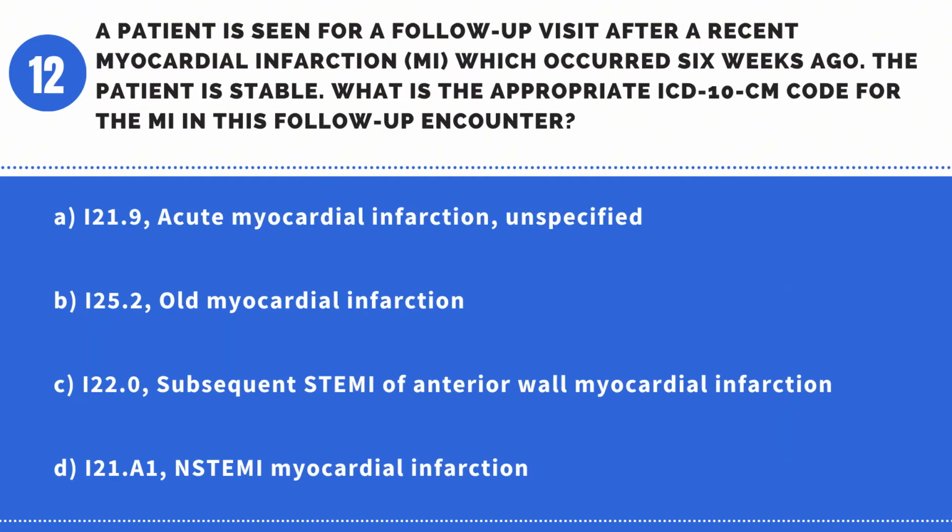Question 12. A patient is seen for a follow-up visit after a recent myocardial infarction, MI, which occurred 6 weeks ago. The patient is stable. What is the appropriate ICD-10-CM code for the MI in this follow-up encounter? A. I21.9, acute myocardial infarction, unspecified. B. I25.2, old myocardial infarction. C. I22.0, subsequent STEMI of anterior wall myocardial infarction. D. I21.A1, STEMI myocardial infarction.